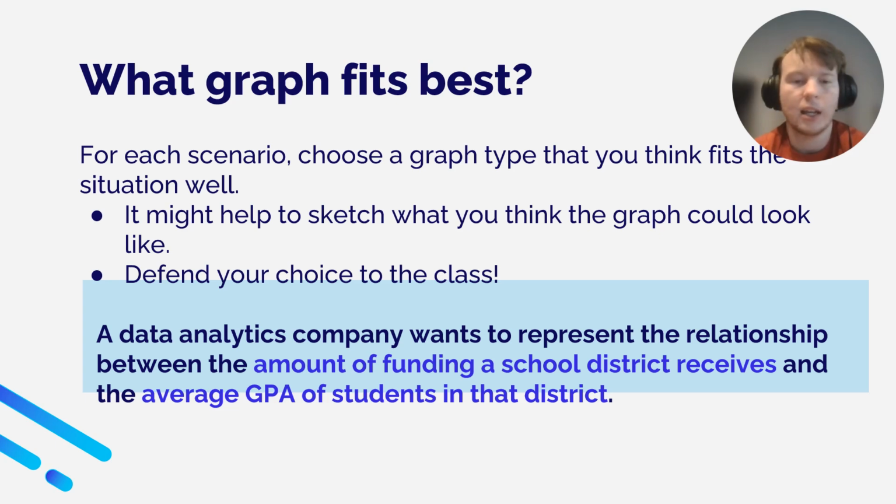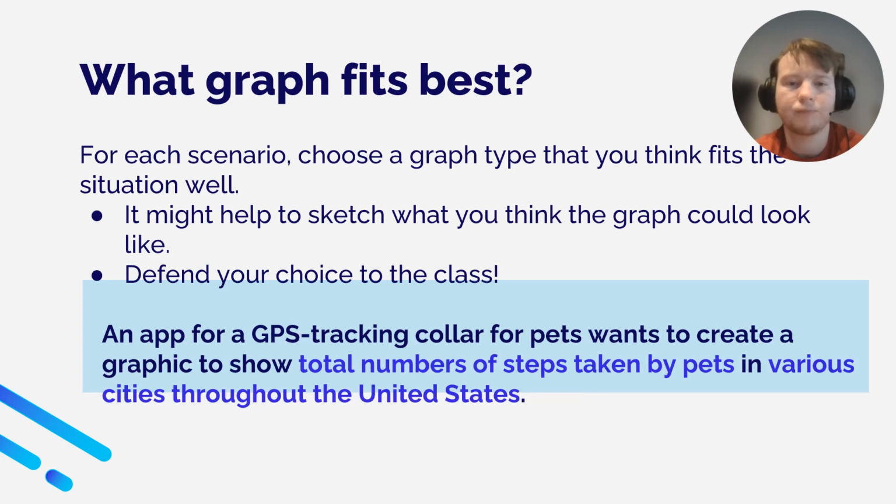In the next slide, we have a data analytics company that wants to represent the relationship between the amount of funding a school district receives and the average GPA of students in this district. Probably the obvious choice here is a scatter plot because we have these 2 numeric variables that are related, but students might come up with a slightly different answer, especially if they're looking through the catalog.